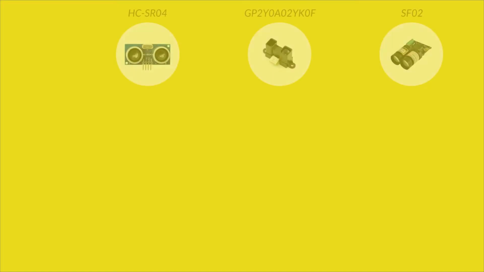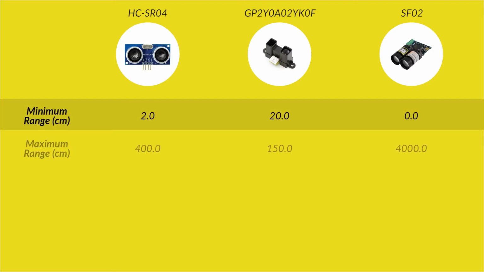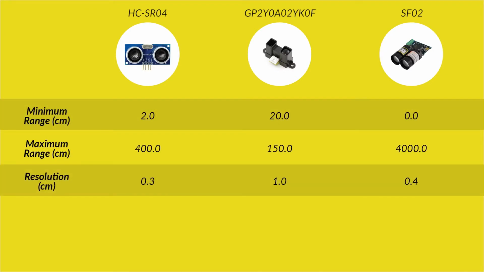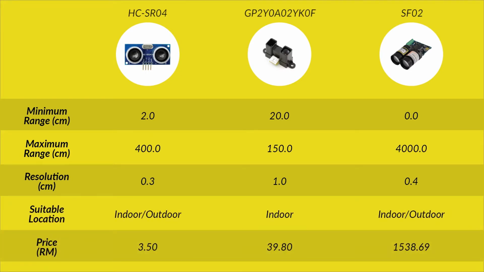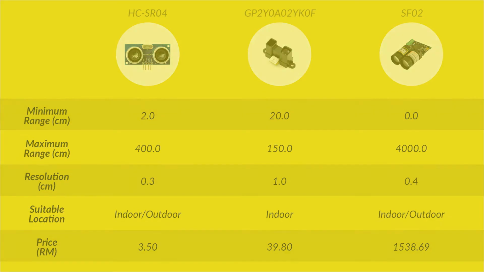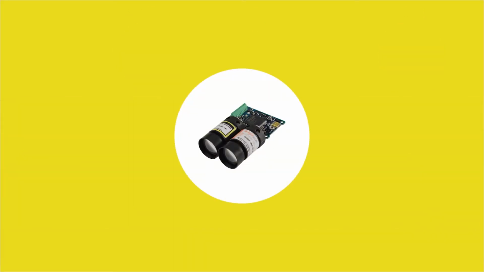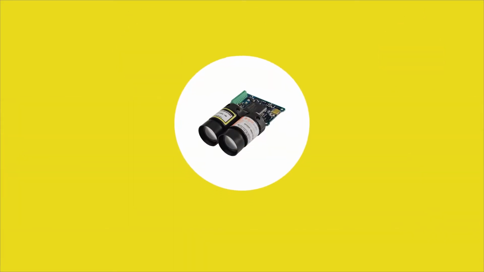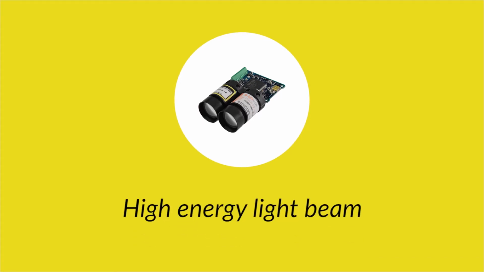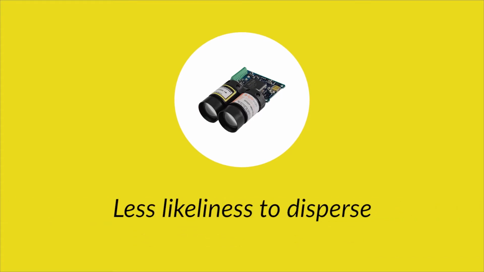Some properties of each sensor that are compared are minimum range, maximum range, resolution, suitable location, and price. Based on the inferences, laser sensor has the best accuracy among the other sensors due to its high energy light beam and less likelihood to disperse in accordance to distance.